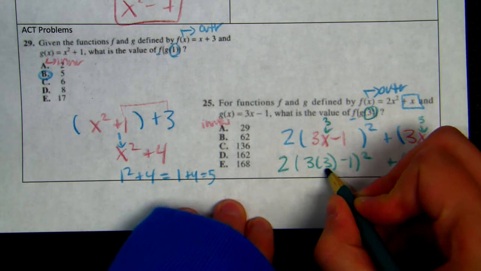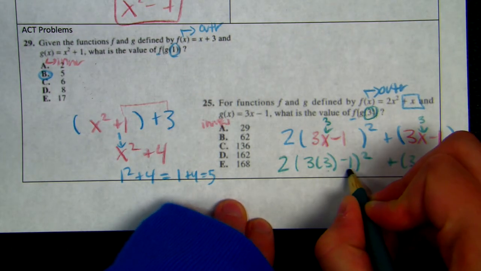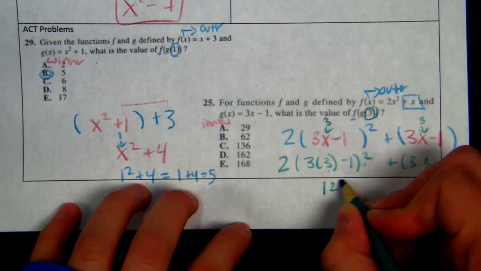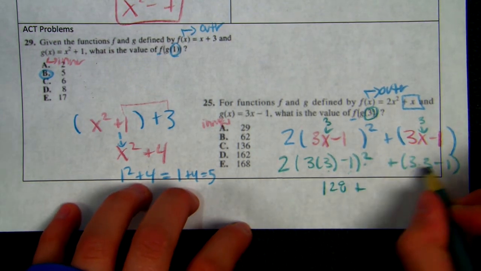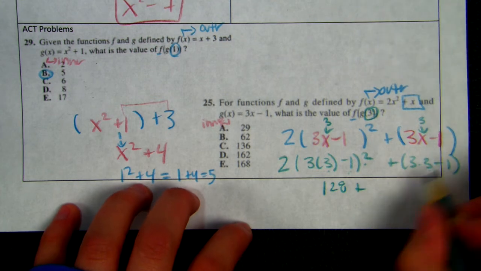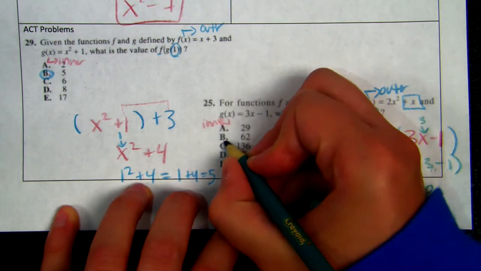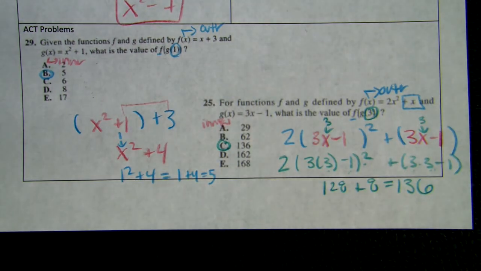So we have 3 times 3 is 9. 9 minus 1 is 8. 8 squared is 64. 64 times 2, I think, is 128. I could be wrong. Yikes. Plus 3 times 3 is 9. 9 minus 1 is 8. So we have 128 plus 8. That gives me 136, which luckily is an answer choice. Yay for multiple choice tests.